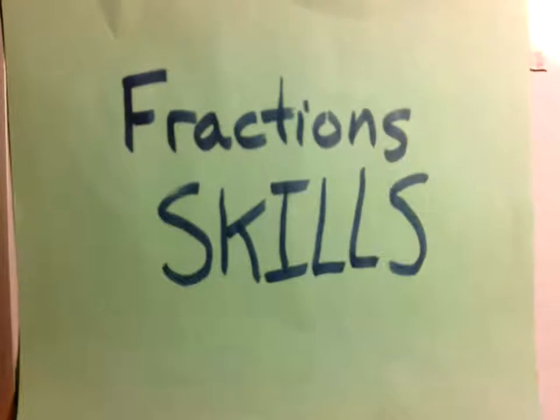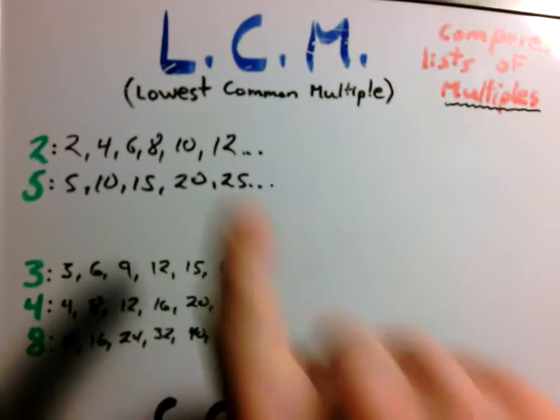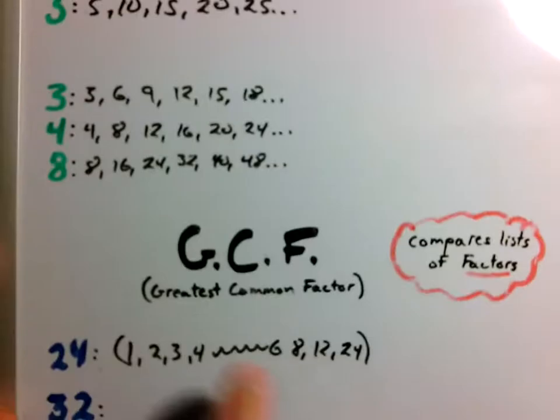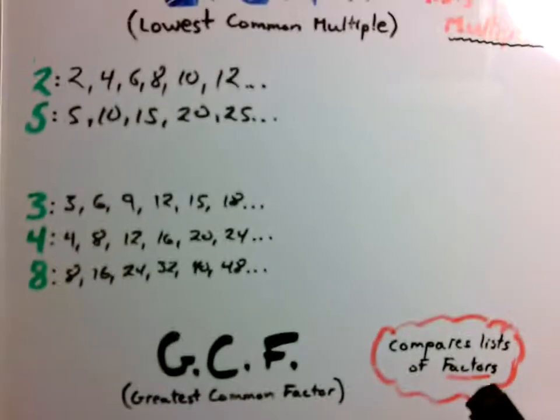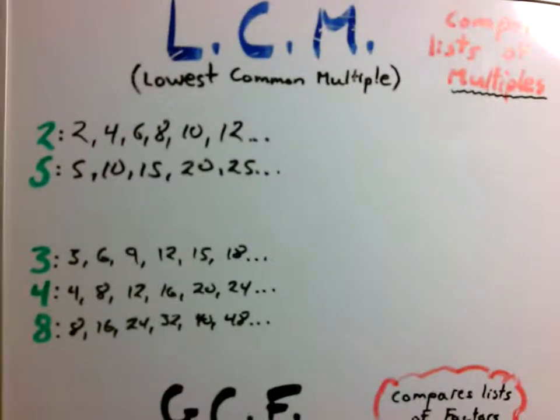Hi, we're looking at more fraction skills. Today it's LCM, or lowest common multiple, and GCF, or greatest common factor. If you can do multiples and factors, you can do LCM and GCF. The only difference is we're comparing lists instead of just writing one list.